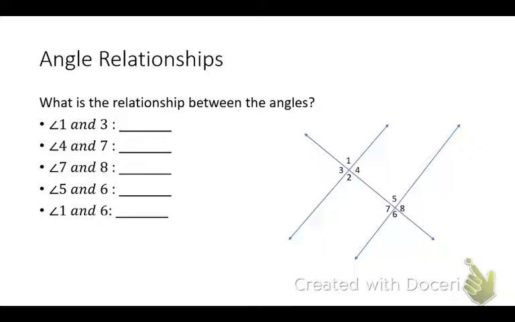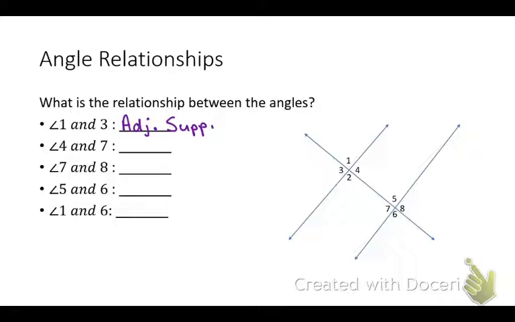Daniel, what is the relationship between angles 1 and 3? They are supplementary. Very good. They're also what we call adjacent. Adjacent supplementary. That just means that they're next door neighbors. They share that common side, and their measures add to 180. Great job, Daniel.